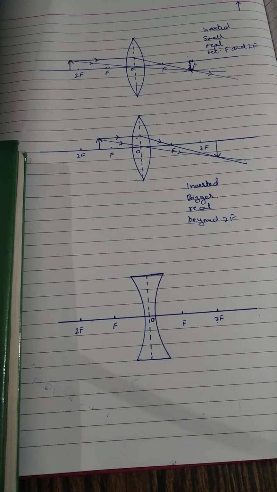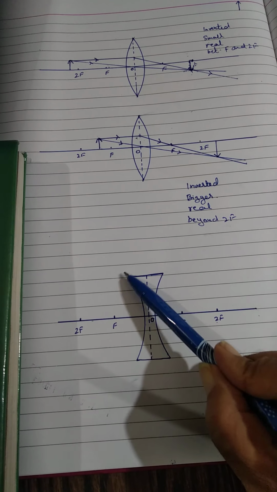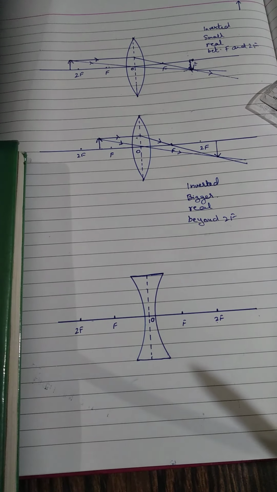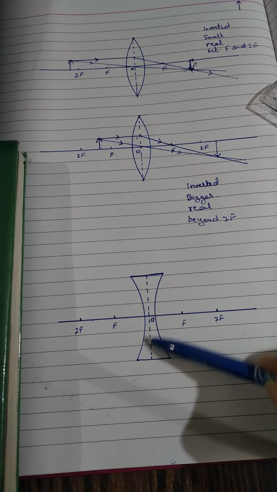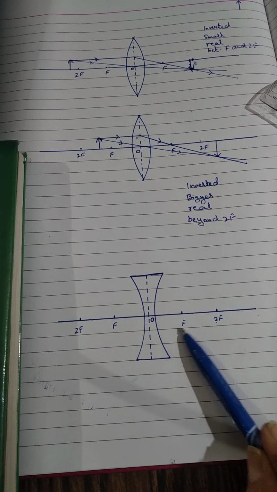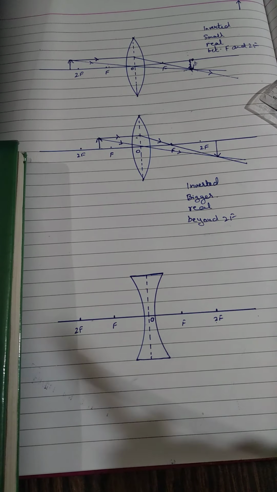In this video, I will show you how the image is formed in case of a concave lens. I have already drawn the figure. I have again used this protractor to mark these two curves, the optical center, focus, center of curvature, focus and center of curvature.